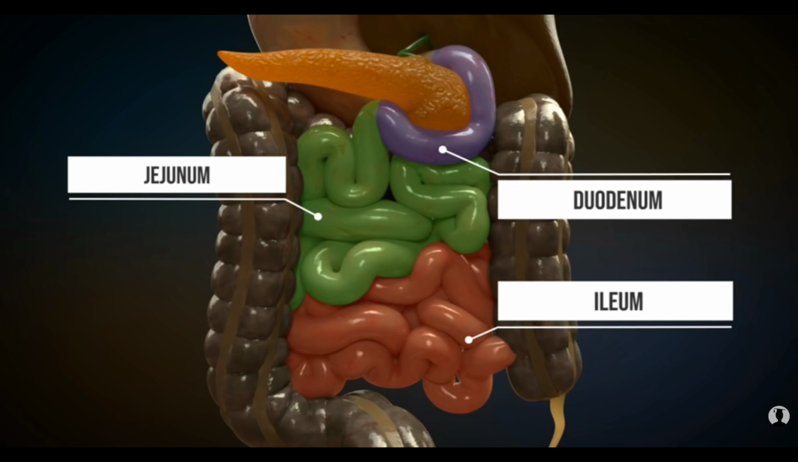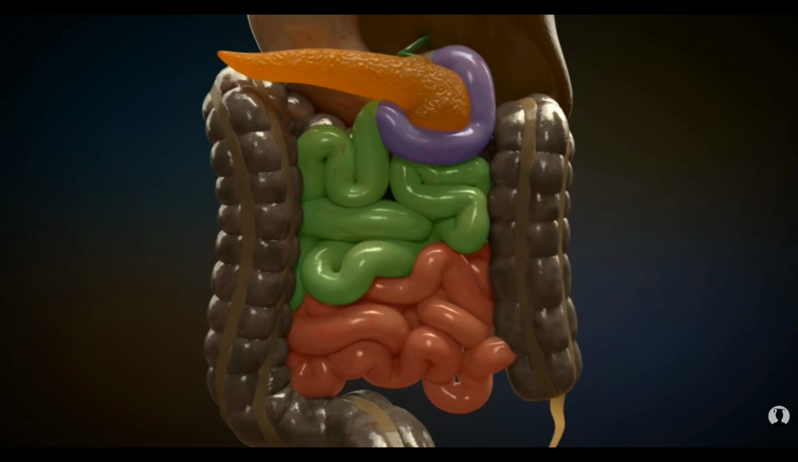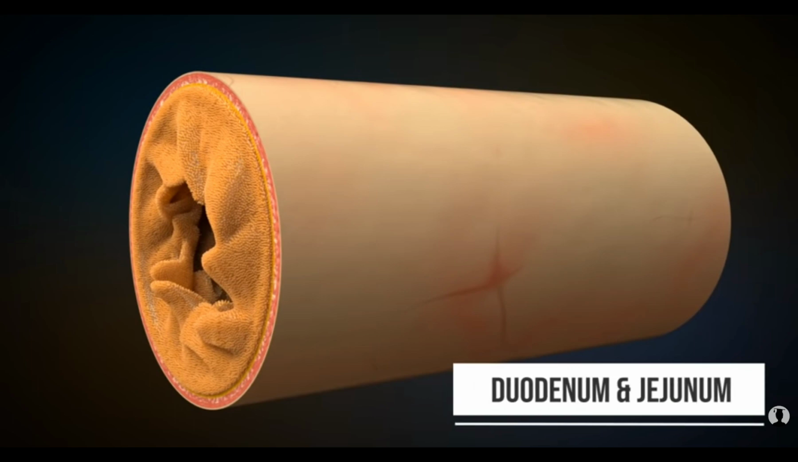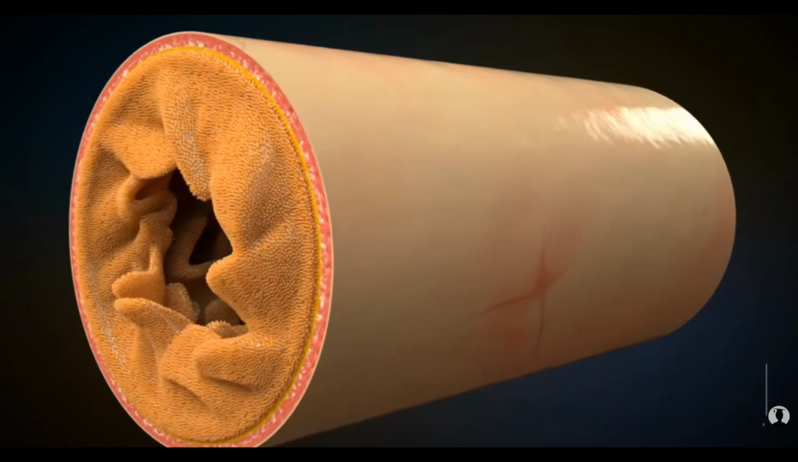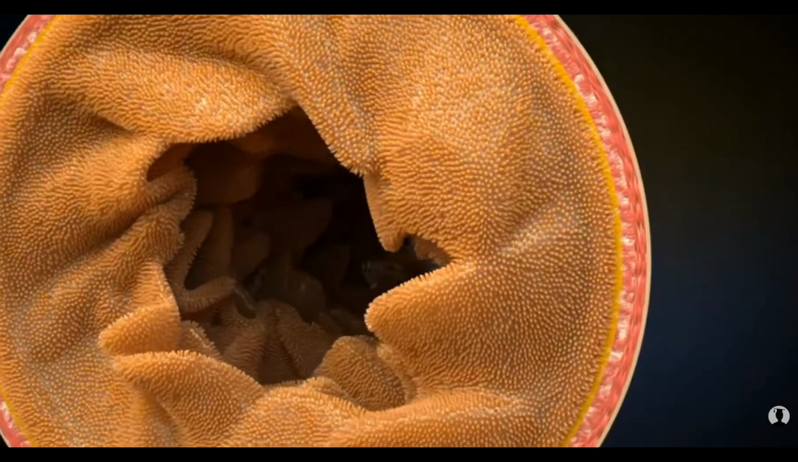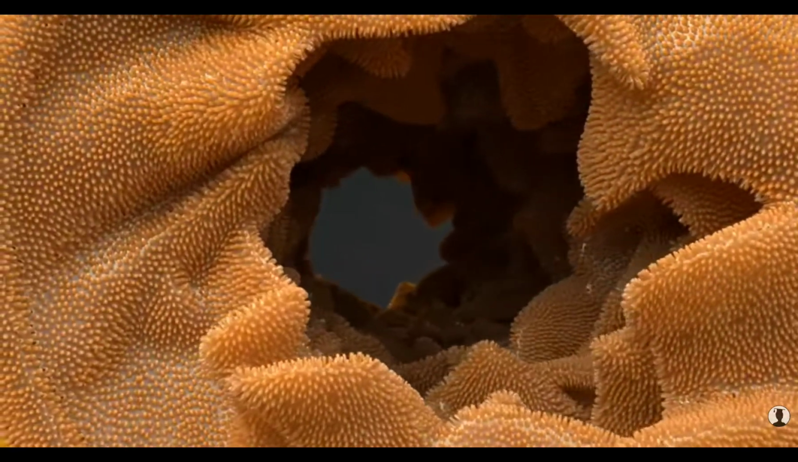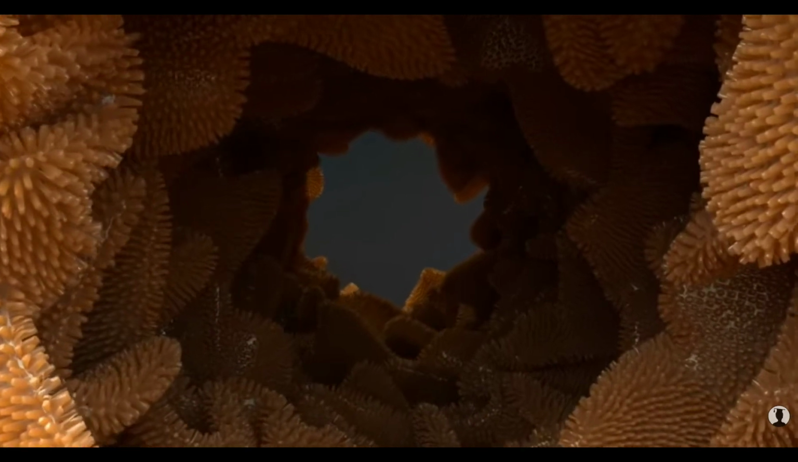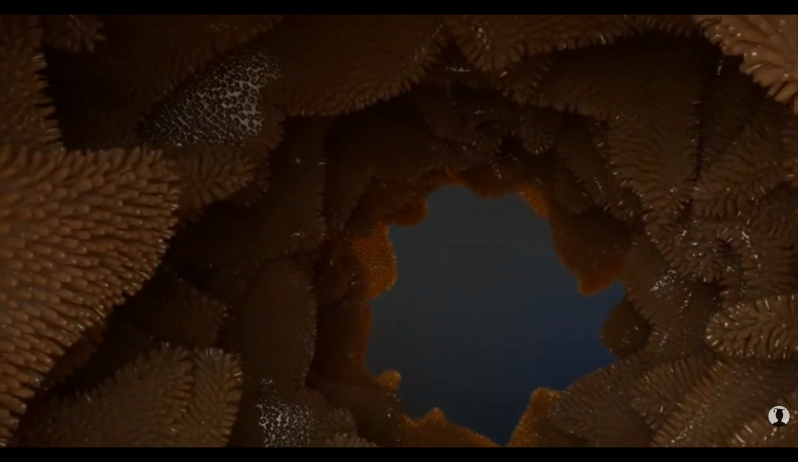The duodenum and the jejunum have circular folds to increase the contact surface with the food. These circular folds extend about 1 centimeter into the lumen of the small intestine. These folds are covered with small finger-like projections called villi. Villi increase the surface considerably. Villi are about 1 millimeter long.